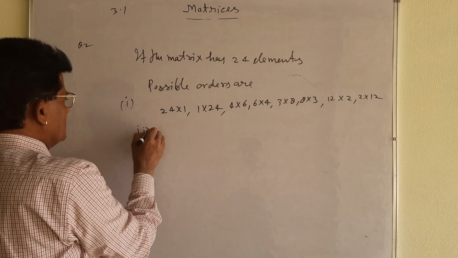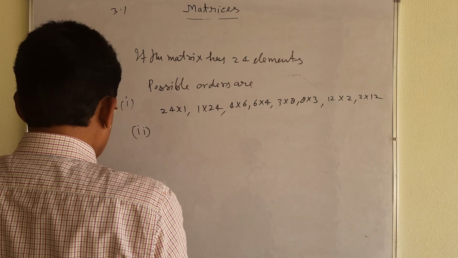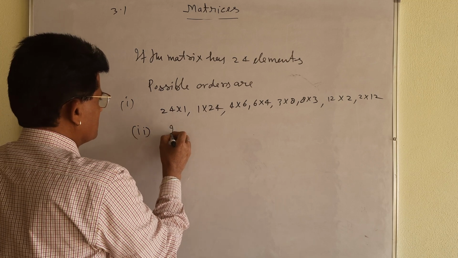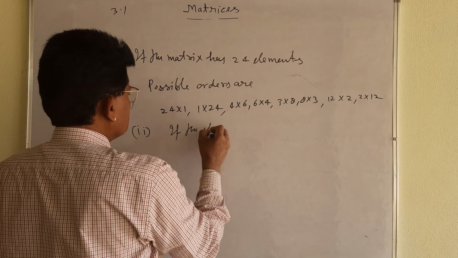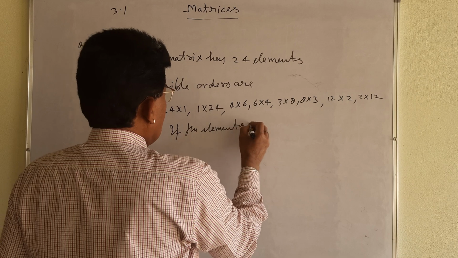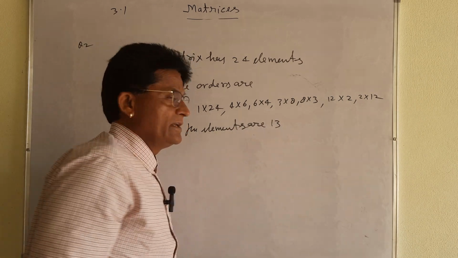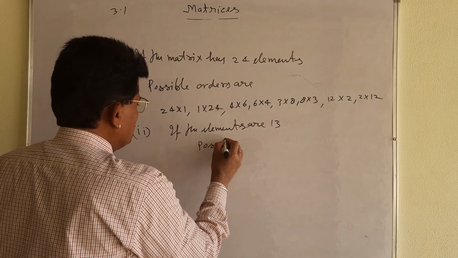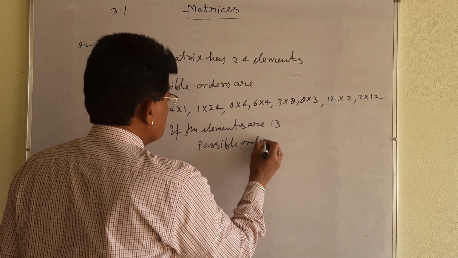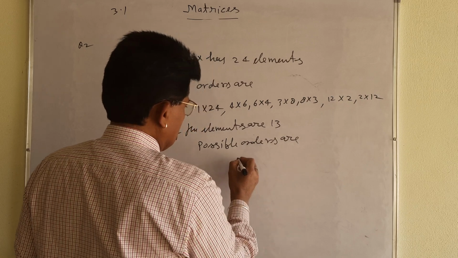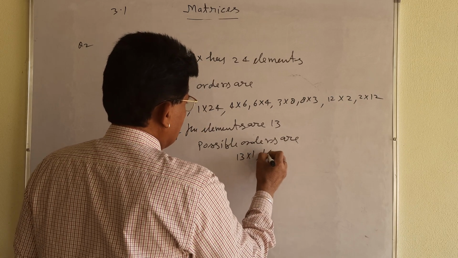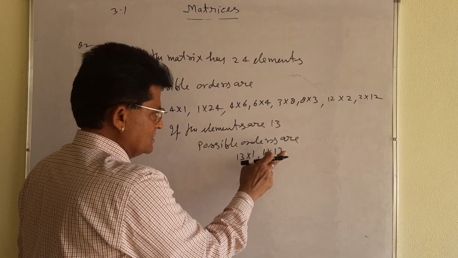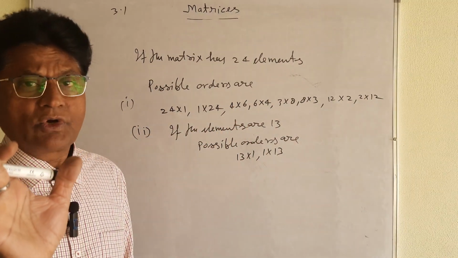Second case is given over here. If the elements are 13, you can't factorize 13. The possible orders are 13 into 1 and 1 into 13: 13 rows, 1 column, or 1 row, 13 columns. These are the possible orders only.